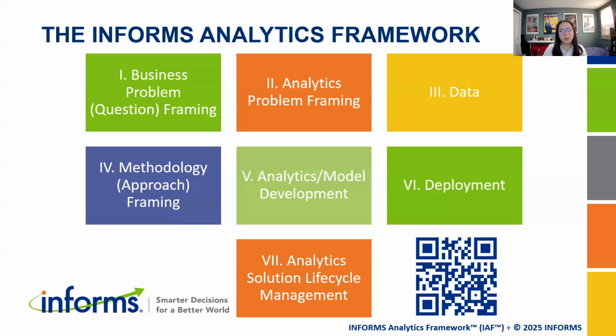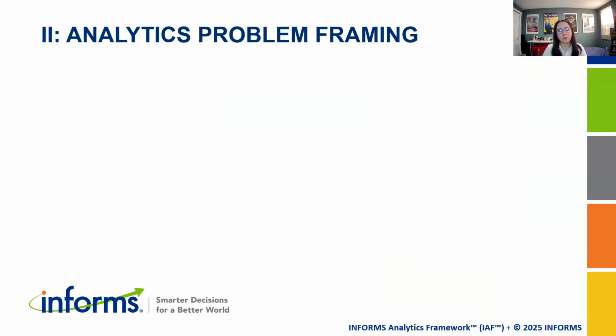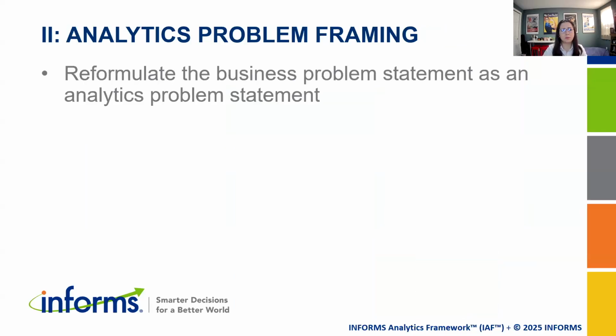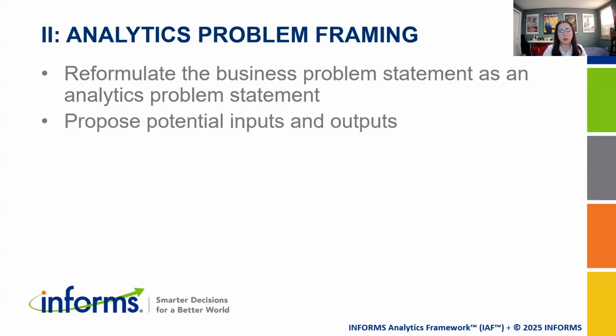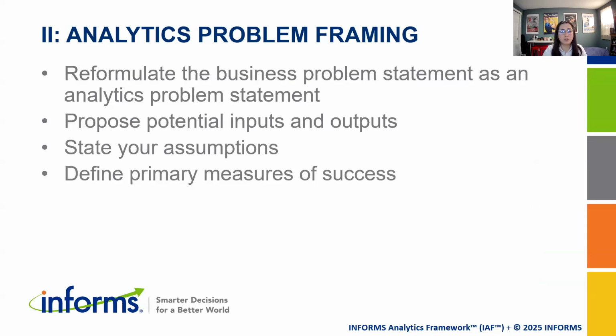So going to the business problem framing, let's now talk about domain 2, analytics problem framing. This is when you take the business problem statement and you turn it into the analytics problem statement. You're going to be talking about your inputs and your outputs. What are your assumptions? This is a really big deal. What's your measure of success? And what are you doing right now? So what's your baseline performance? How are you measuring success? And how can you measure success as the project or the initiative or whatever you're doing goes on?